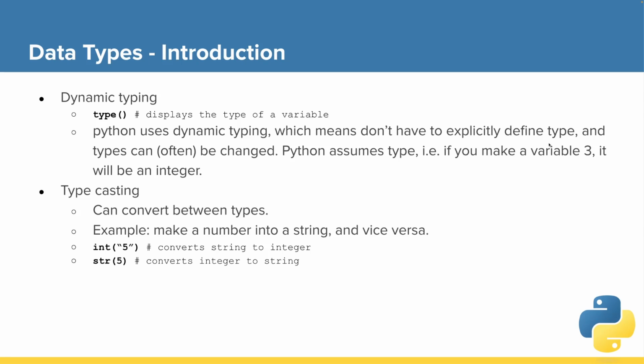And the last thing I want to touch on here in our introduction to data types is that Python uses dynamic typing, which means we don't have to explicitly define the type, and the types can often be changed. In a lot of programming languages, you need to define the type of a variable as you write the code to create that variable. In Python, you don't. It assumes the type. And I'll show you an example of that here in a second.